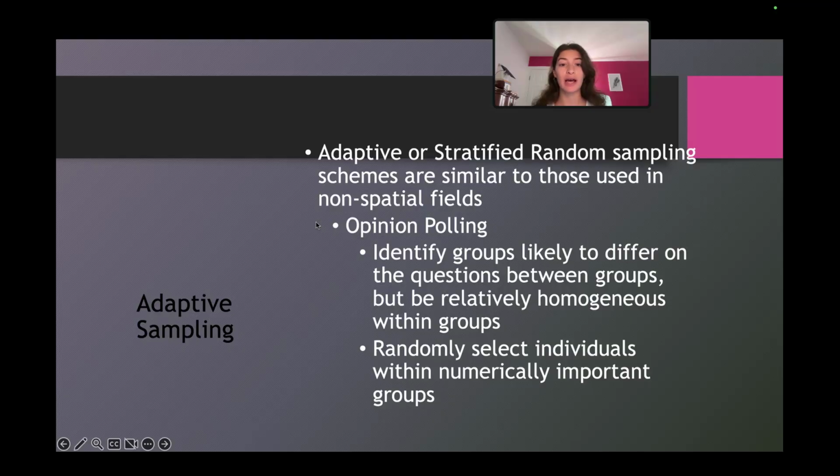So then you have adaptive sampling. Adaptive or stratified sampling, again, these schemes are similar to those used in non-spatial fields. This is like opinion polling. You identify groups that are likely to differ on the questions between them, but be relatively homogeneous still within the groups. They are randomly selected individuals with numerically important groups.